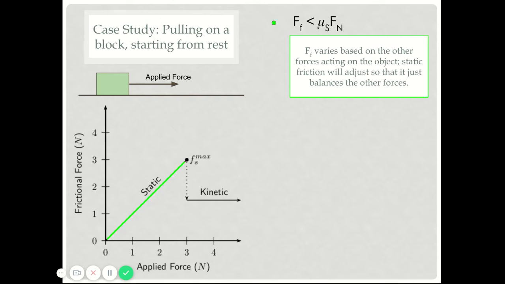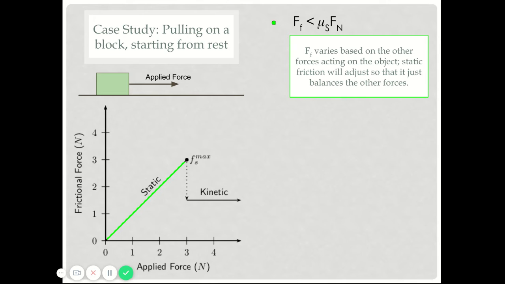Just want to look again at that case study from the earlier video and make sure that we're understanding mathematically how we're going to approach things. So if we were to pull a block with some sort of an applied force, as we increase that applied force, the frictional force will also increase up until the point when it actually moves. This is all static friction. This is all a responsive force. You cannot determine the value of that static friction without knowing the other things that are happening.